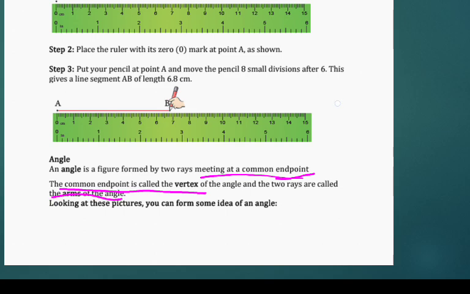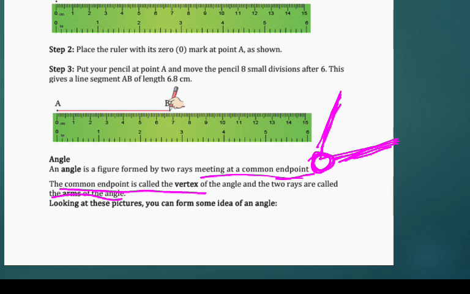Okay, so like this, right? This is the common end point, and these lines are called arms of the angle, right? The common end point is called the vertex. This is called the vertex, and this one is the arms. The two rays are called arms of the angle.